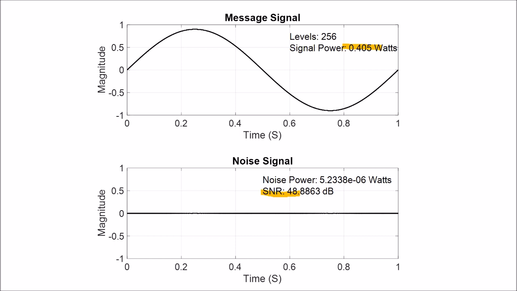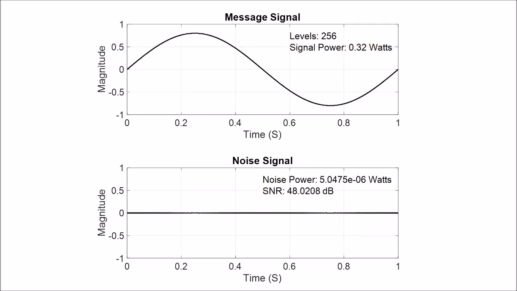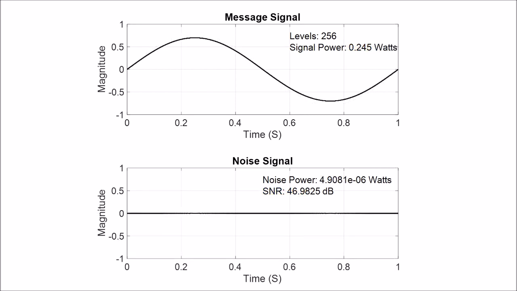And now we'll decrease again. This is an amplitude of 0.8. Signal power is 0.32 watts. Signal to noise ratio 48 decibels. Decreasing again. This is an amplitude of 0.7.